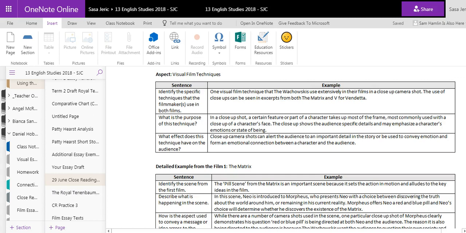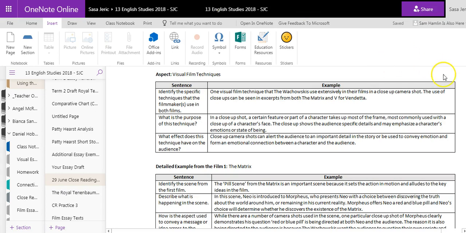So if you're doing a visual or oral film technique, go back into the notebook, follow the links. If you're doing a structure, same thing, follow the links that are in the notebook that explain each of those structures in a bit more detail. Because on those links too, you'll get an idea of what the effect is, which is the final part of that opening paragraph. So the close-up camera shots, they alert an audience to an important detail, or they're used to convey an emotion that we can make a connection with as an audience. So that's your opening paragraph there. That tells us exactly what aspect, it tells us that you know what it does and what its purpose is.